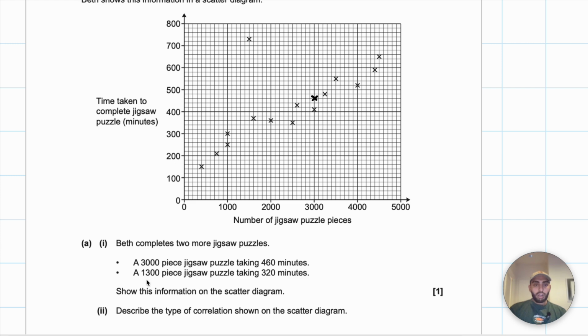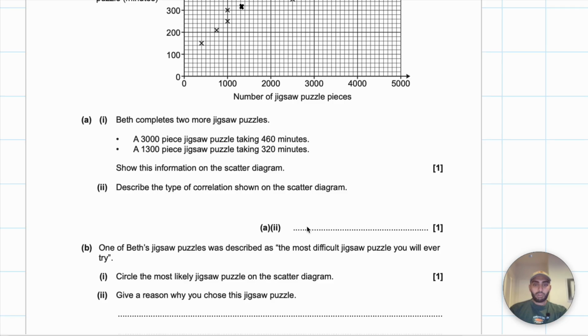For the second one, a 1,300 piece. This is going up in hundreds, so 1,300 is over here. Taking 320, go up to 300, and just one more would be over here. Describe the type of correlation shown on the scatter diagram. As one increases, the other one is increasing, so this is going to be a positive correlation.